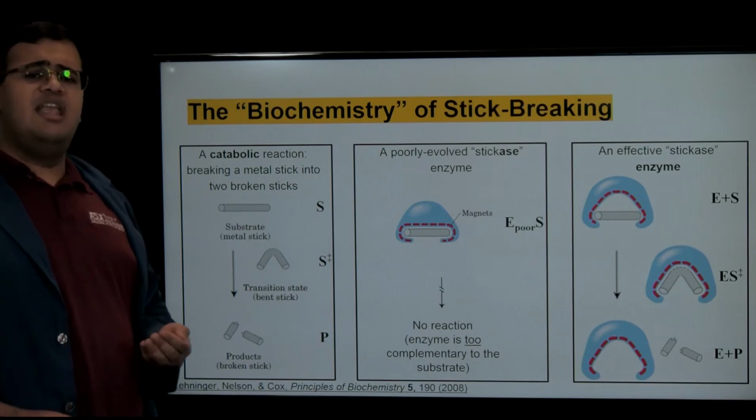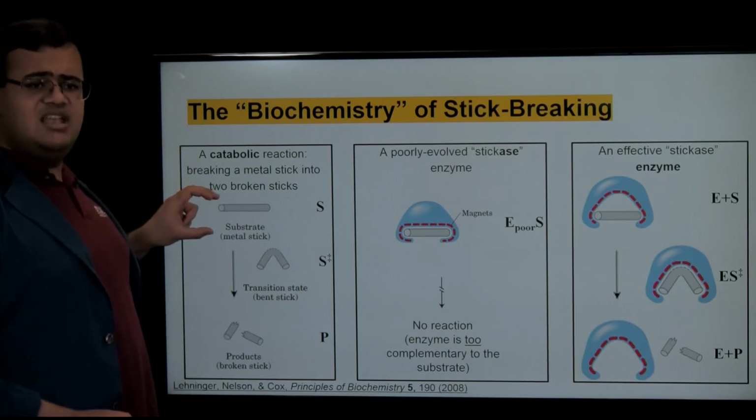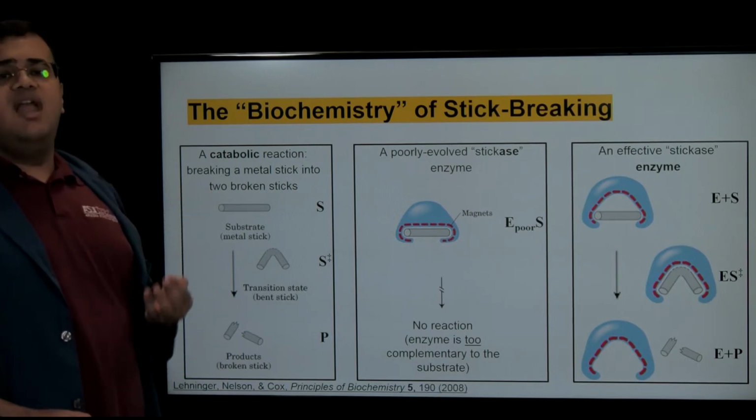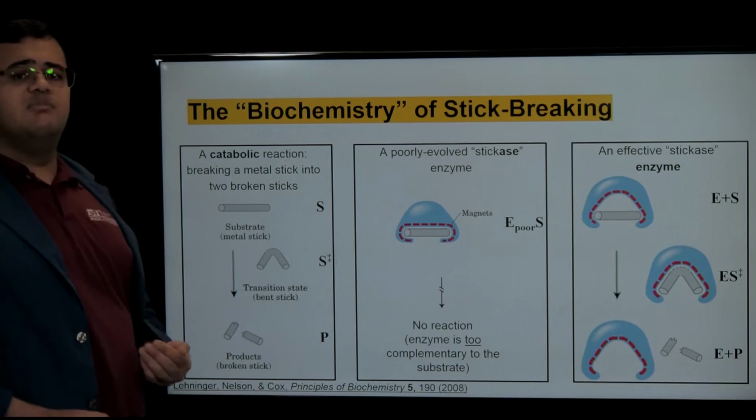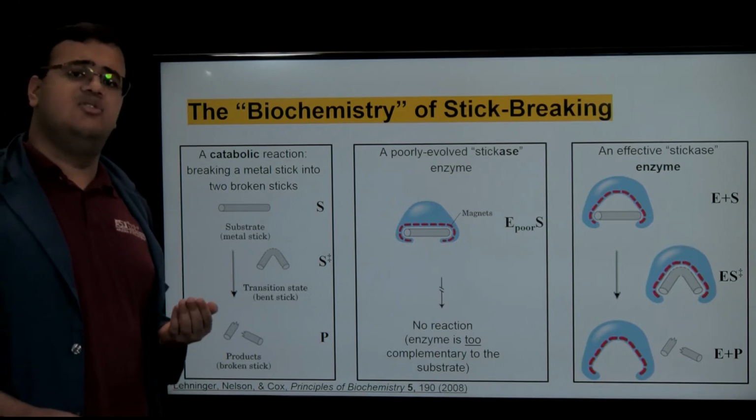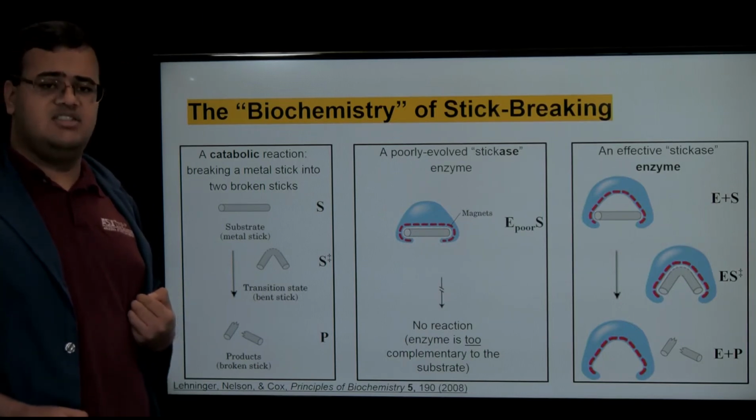So if we want to break a stick, and that would be a catabolic reaction, if we have a metal stick and we want to snap it into two broken sticks, we are breaking down something into its component parts. We are undergoing a catabolic reaction. This is as opposed to an anabolic reaction, which creates compounds from their component parts.